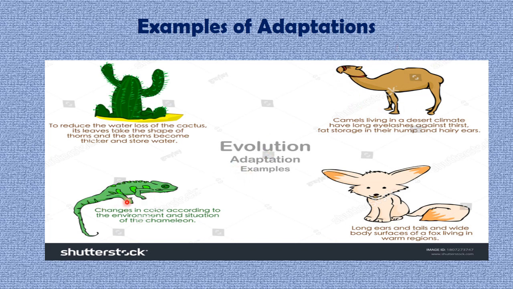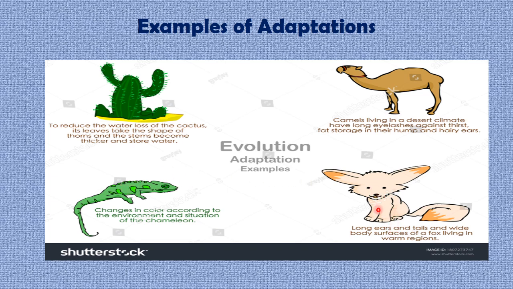Now we have another animal here called the chameleon. The chameleon changes its color according to the environment and situation, such that it can prevent being prey to other predators. So it changes the color of its skin. This type of adaptation is called camouflage. It blends in with its environment to avoid being eaten by a predator.